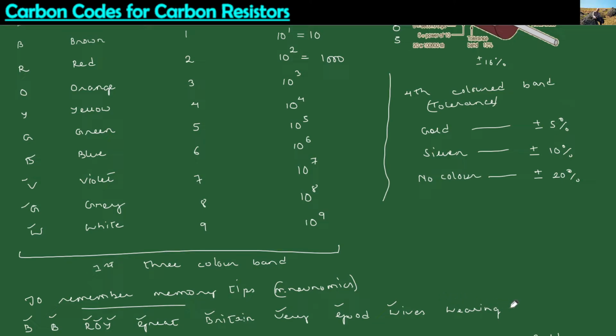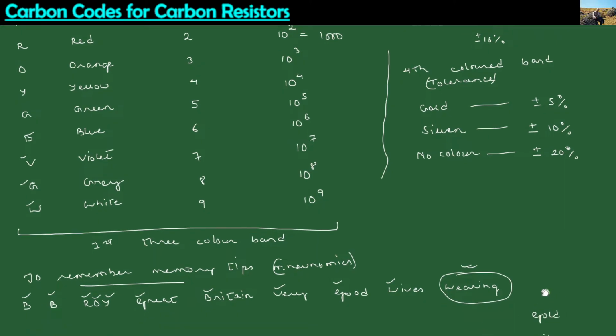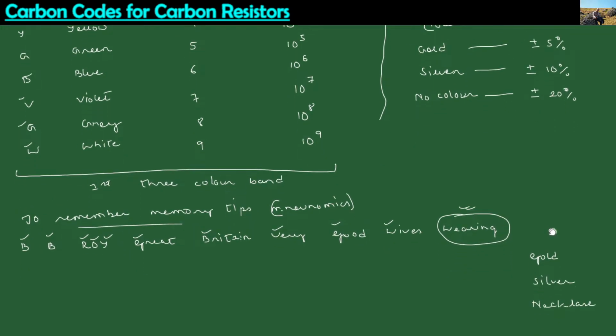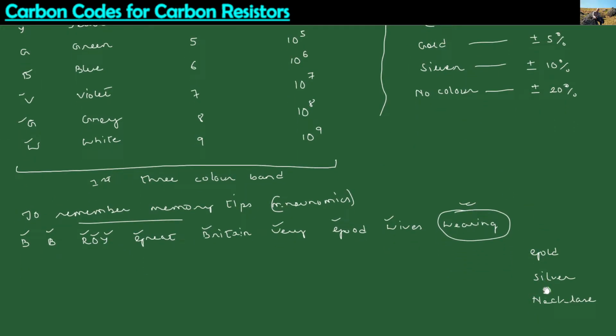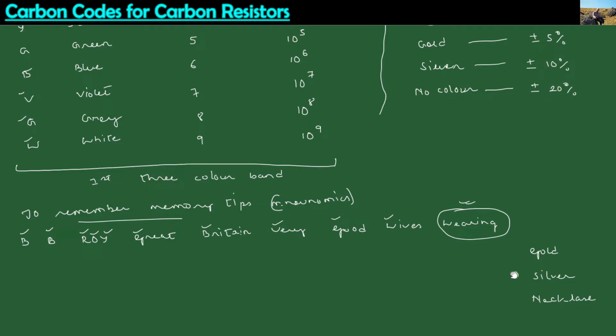And then wearing gold, silver necklace. This is just an option to remember gold, silver necklace. Optional. The tolerance: all these three which I have written over here, that means gold, silver, necklace, this indicates percentage. Another important memory tip is that we can also write in this form.